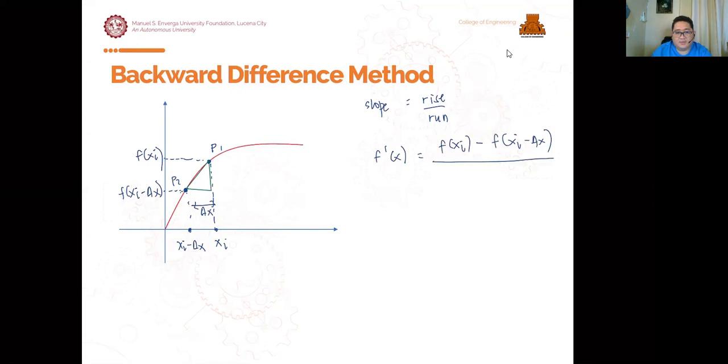na parallel pa din siya dun sa distance natin ng xi tsaka yung ng P2 in x coordinate, so delta x. Okay? So, ibig sabihin, itong formula na to is our backward difference method formula. Okay? So, yan yung para sa second formula natin, method natin.